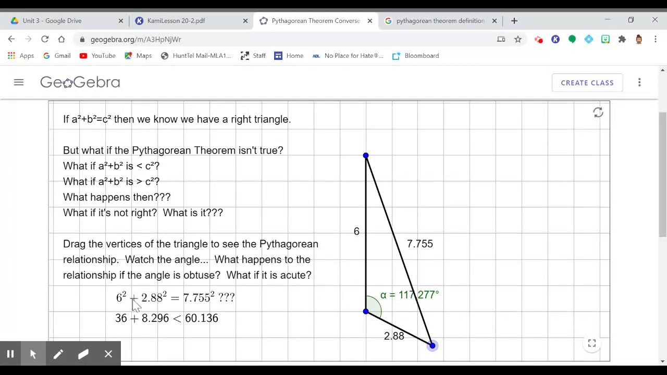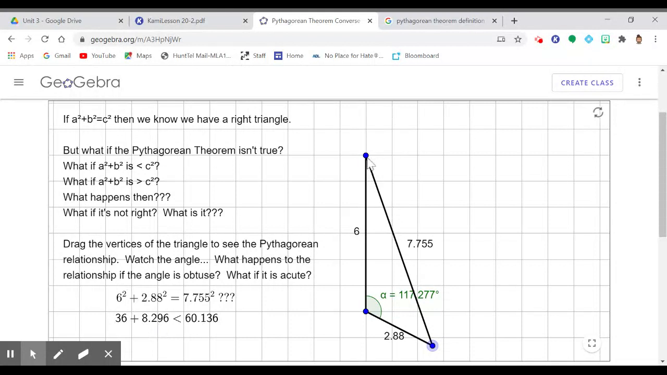Look at the relationship of what happens in the Pythagorean theorem. We still have this side being 6, the length of one of our legs, and now our new leg is approximately 2.88. We see that it doesn't, in fact, equal 7.55 squared. It should be obvious because it's not a right triangle. So the relationship here is that the two squares, 6 squared plus 2.88 squared, added together are actually less than c squared. So is that true for all obtuse triangles? Is a squared plus b squared really less than c squared?